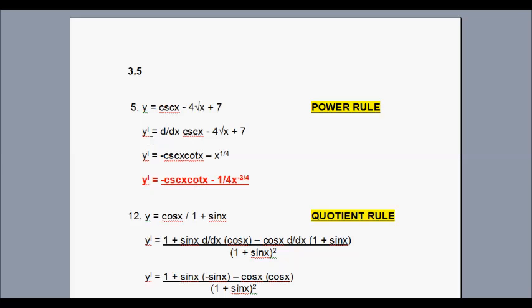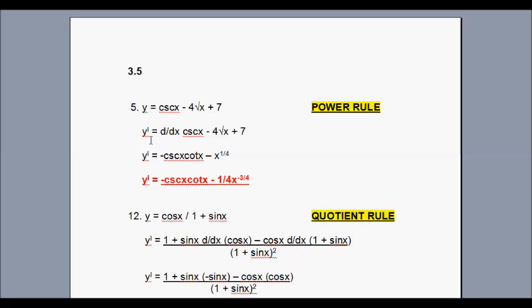However, we're not done, because we need to find the derivative of x to the 1/4. Use the power rule yet again. Multiply 1/4 times x and subtract it by 4/4, which is also 1, and you get 1/4 x to the negative 3/4. So the entire thing will end up looking like negative cosecant x times cotangent x minus 1/4 x to the negative 3/4.